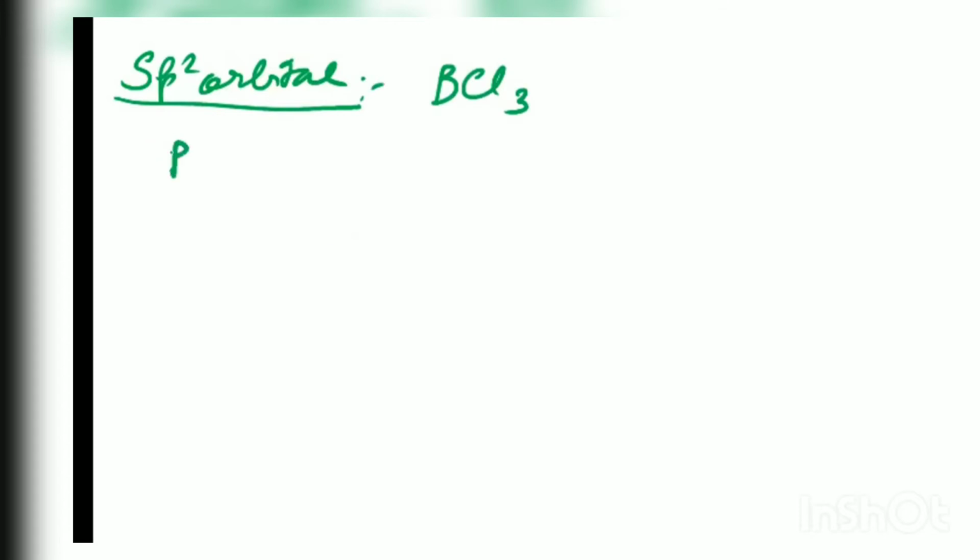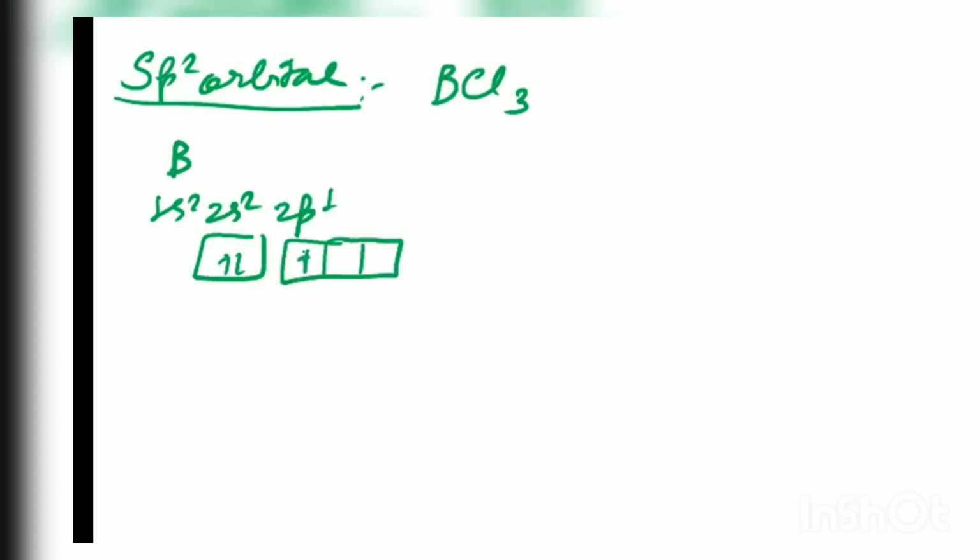Now let us write the electronic configuration of B. That is 1s2, 2s2, 2p1. So you can see they have the formation. So this S and this 2p orbitals will take part in this. So what will their sp2 orbital look like? So we know that there are 3 orbitals taking part, so 3 sp2 orbitals will be formed here.